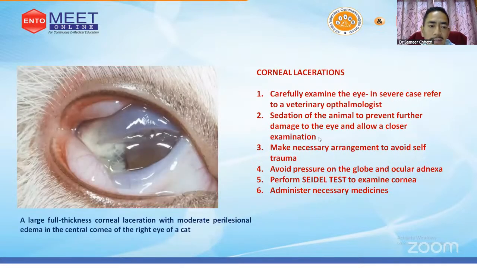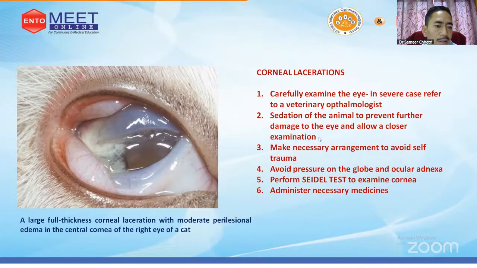Corneal laceration is another ophthalmic emergency, commonly seen in pets. For this also, a thorough examination has to be made. Sedation of the animal to prevent further damage to the eye and allow close examination. We need to make the necessary arrangements to avoid self-trauma, avoid pressure on the globe and ocular adnexa, perform the CDL test to examine the cornea, and administer the necessary medicines.